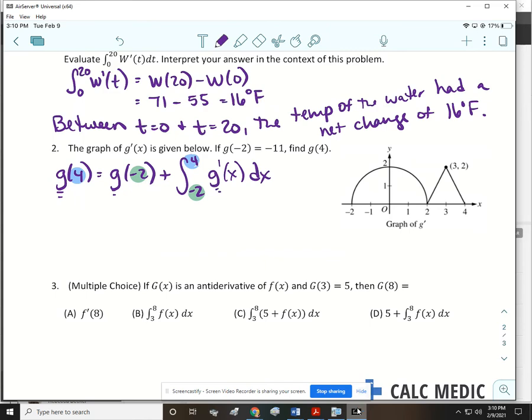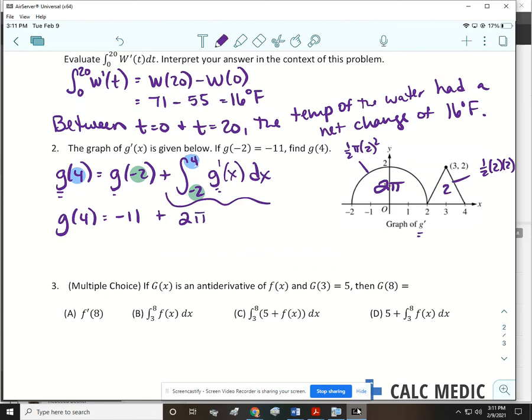Okay, so we can find g of 4. We know g of negative 2 is negative 11. And then we can use the areas to find the integral from negative 2 to 4, because this is the graph of g prime, right? This is a semicircle, 1/2 pi r squared. The radius is 2. So 1/2 pi times 4 is 2 pi. This is 1/2 base times height, which is going to be 2. So this whole thing is 2 pi plus 2. So g of 4 is negative 9 plus 2 pi.